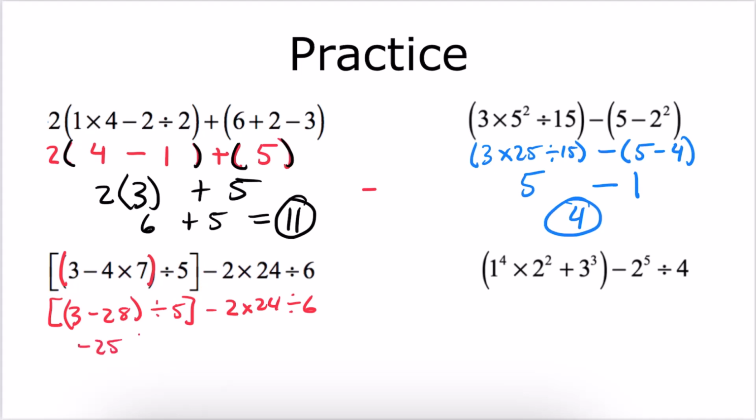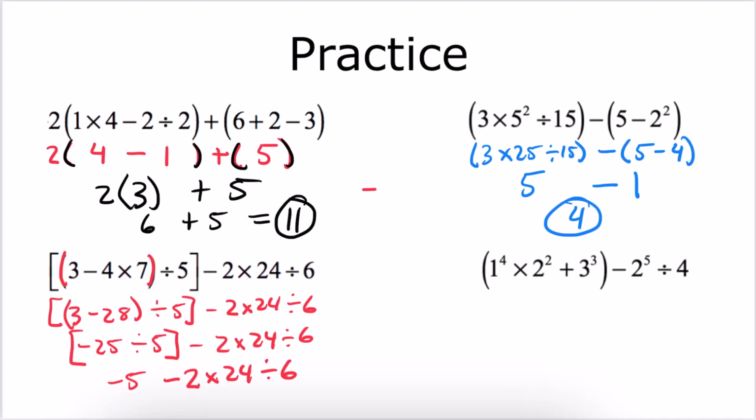So I get negative 25 divided by 5 minus 2 times 24 divided by 6. And negative 25 divided by 5 is negative 5. And in later lessons, we'll talk about why a negative divided by a positive is a negative. But hopefully you should still know that rule just from previous math classes. And so I have negative 5 minus 2 times 24 divided by 6.